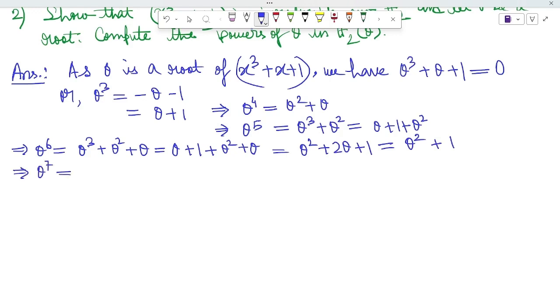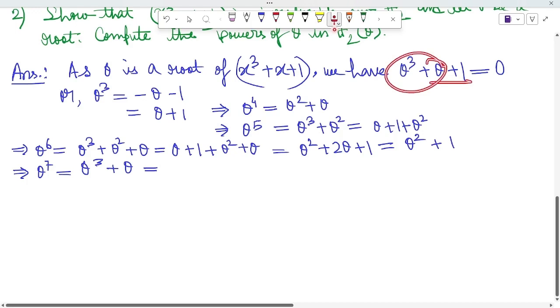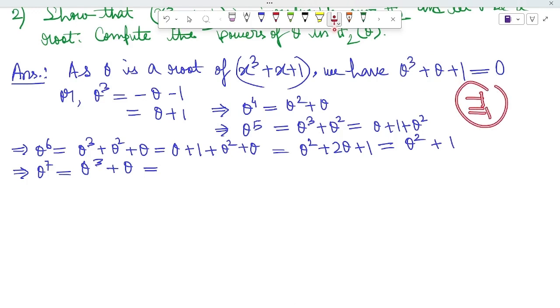What is theta power 7? Again, multiply both sides by theta. You will get theta square plus theta. But theta square plus theta means, if you take the 1 to this side, it will be minus 1. But minus 1 equals 1, I have told you. So that means this is 1. Okay. And theta power 8 means theta.